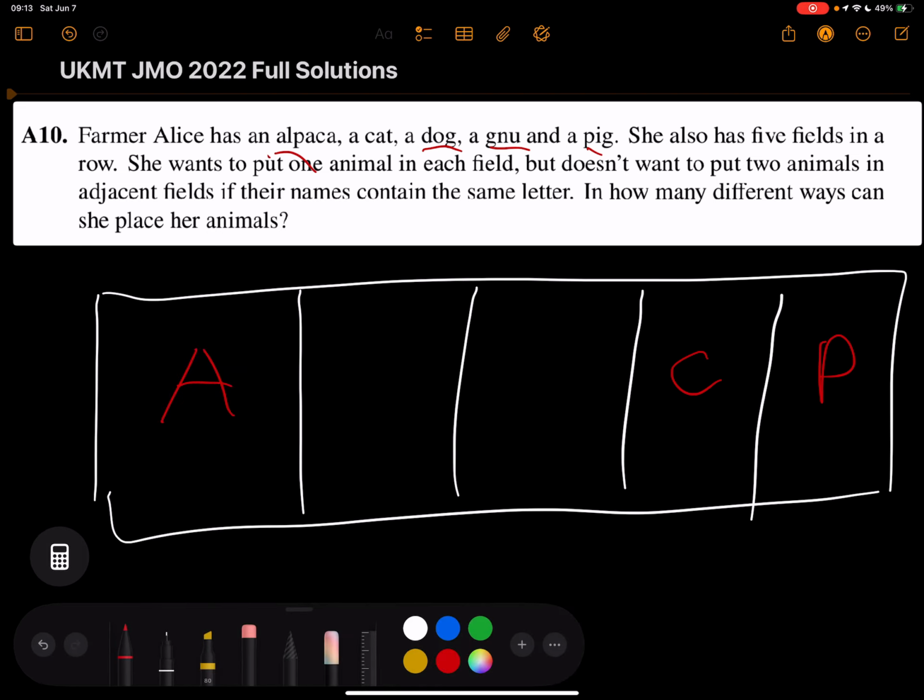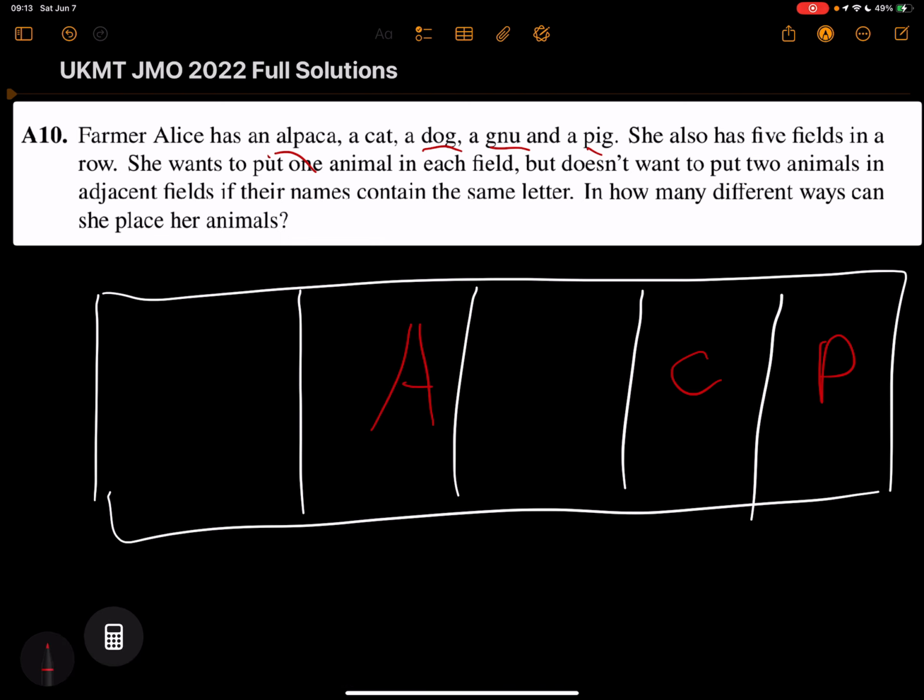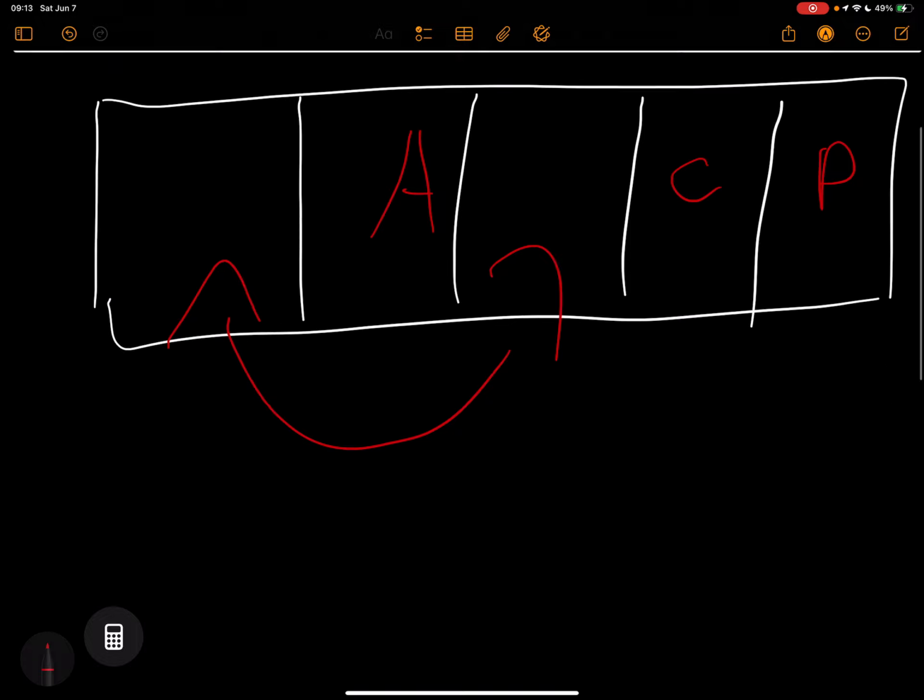Sorry, that's not the alpaca. This is the alpaca. And then we have the decision to make. How about dog and gnu? Well, they do not share any common letters, so they can be placed in any order, right? They can be placed in any order around here. So that's 2 ways of doing it.